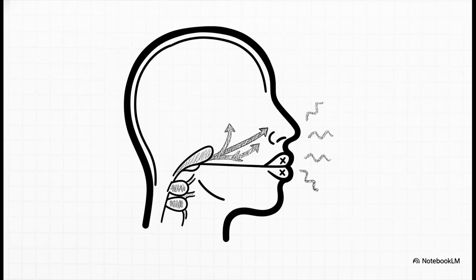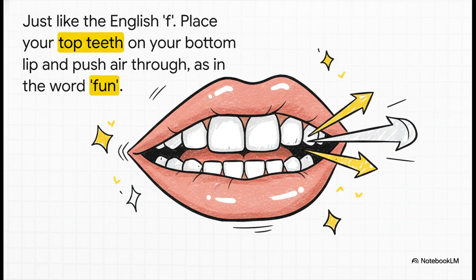The third labial initial is M. Okay, this one should feel very familiar. It's pretty much identical to the English M. All you do is press your lips together and let the sound resonate through your nose. Just like this. Mo. And our final labial for today is F. And again, this one is another friendly one. Just place your top teeth on your bottom lip and push air through, exactly like you would for the English word fun. Listen. F, f, f.